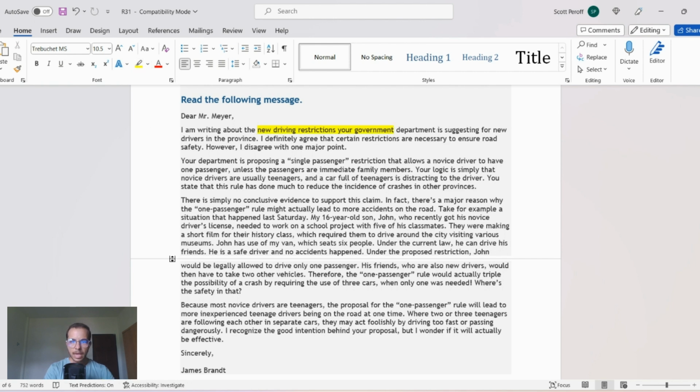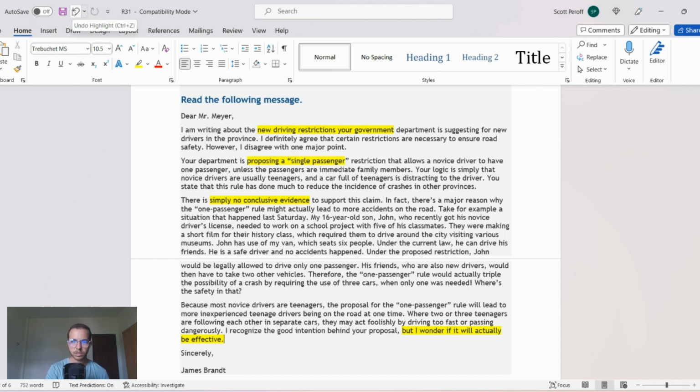Good. And I can see that throughout the article, he is not very happy. The department is proposing a single passenger restriction. There is simply no conclusive evidence. And I recognize the good intention, but I wonder, will it be actually effective? Okay, so I know that James is writing to Mr. Meyer about the driving restrictions in their city, or actually in their province, and he is not happy about it.